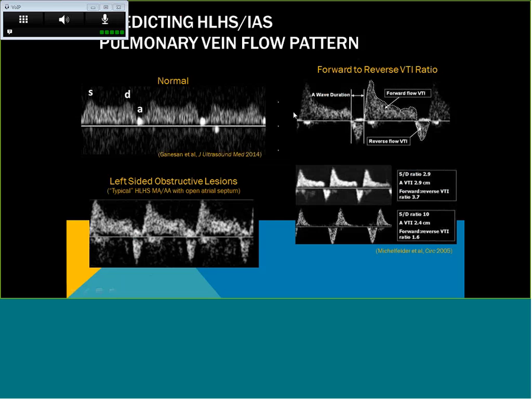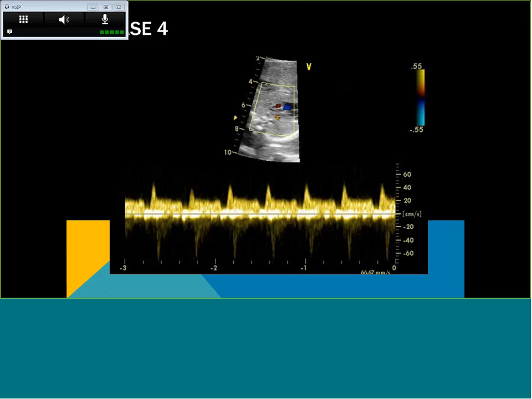And what we can use actually is the ratio of forward to reverse flow to determine whether there is going to be pulmonary venous or left atrial hypertension after delivery. This is the current patient, forward, and maybe just a little bit of reverse. Anything greater than 5 is considered at low risk for left atrial hypertension. Much lower than that, we consider it to be at higher risk.